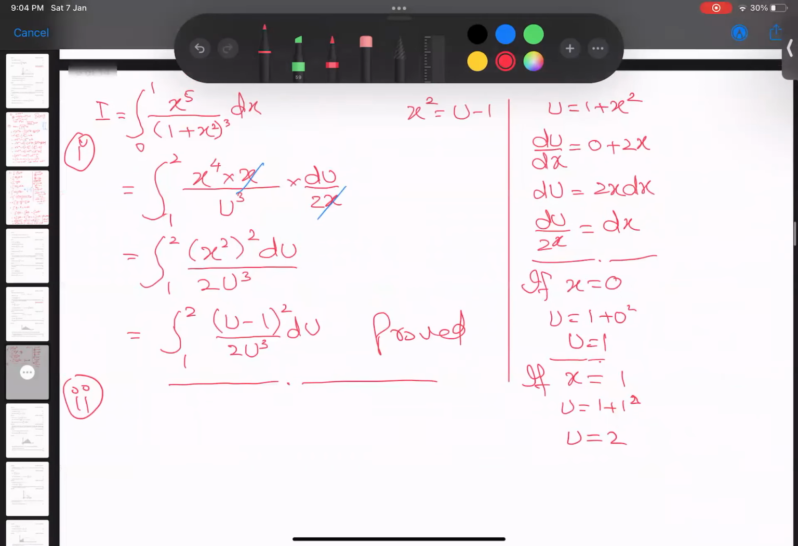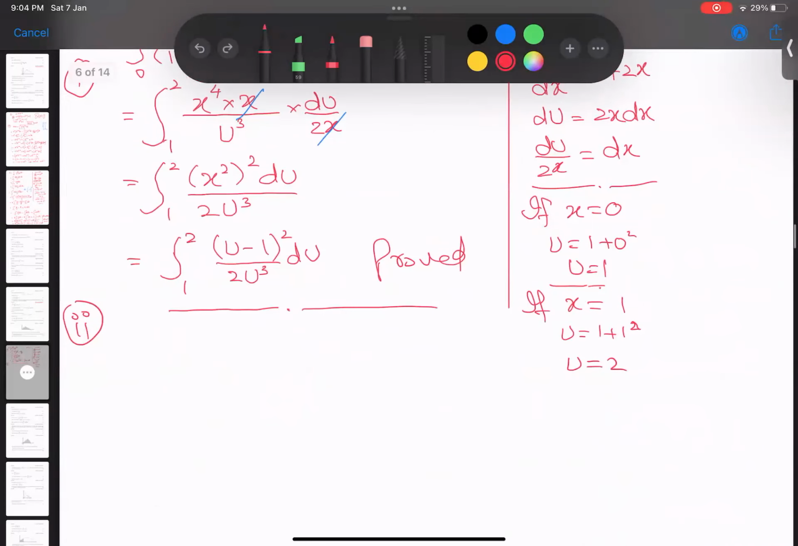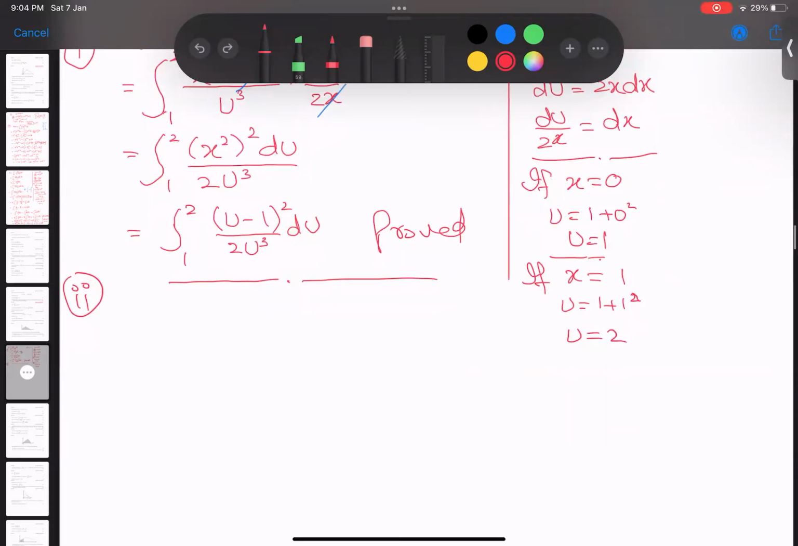Let's go for the second part. What is he asking us here? If you see the question, it asks for the exact value of I, which means I have to solve for the exact value. So have a look at how we can get the exact value of I.